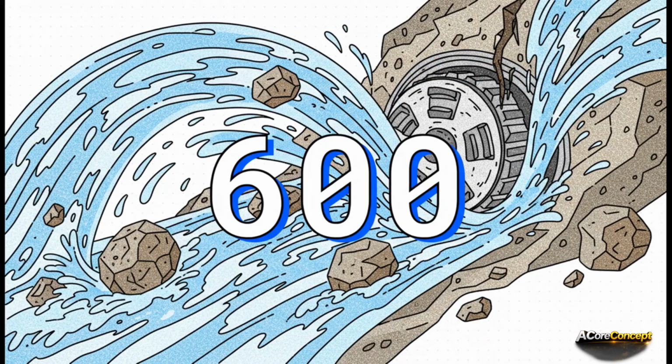600. That is the staggering volume in liters per second of high-pressure water and sediment that suddenly flooded the Tapovan Vishnugad tunnel. Operating at 990 meters depth, a TBM unfortunately punctured a high-pressure fault zone. The sudden ingress didn't just flood the tunnel, it brought massive amounts of debris with it and completely halted the entire project for over 10 months.